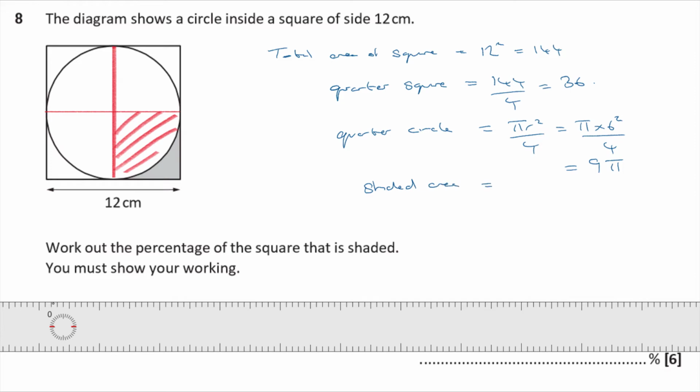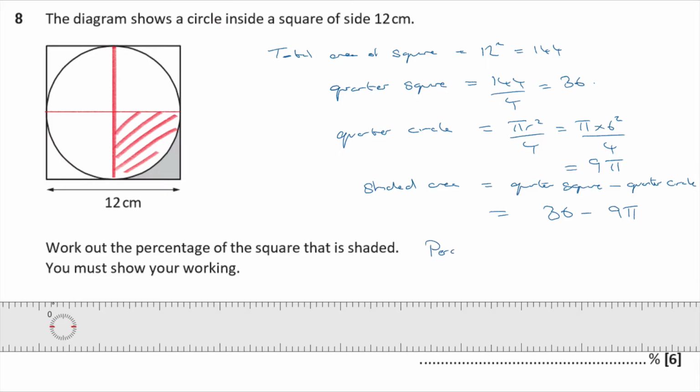Okay, so then the shaded area is going to be the quarter square minus the quarter circle, which is 36 minus 9 pi. I'm just going to leave it as pi for now because I'm still going to do some more calculations with it. Right, so then, now I know the shaded area and I know the total area, so then I can work out the percentage shaded now.